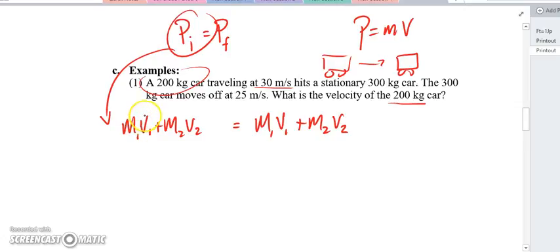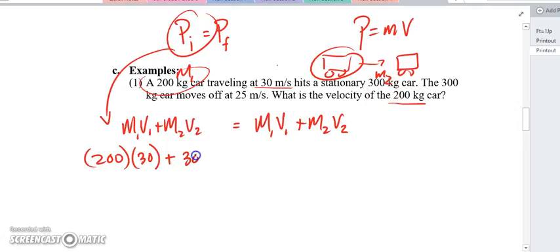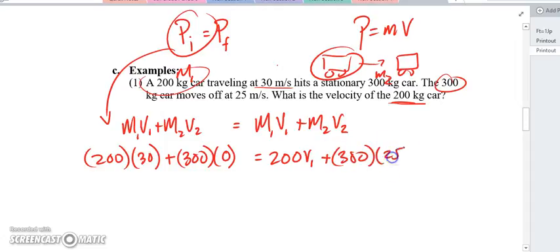So let me substitute my masses. I'll make this guy over here M1 and this guy over here M2. So I end up with 200. I'm going to leave my units out because I'm moving fast here. The velocity of this guy here is 30 meters per second, plus this guy's stationary, so it's 300 multiplied by 0, and that's got to equal the final. It says they're not stuck together because one moves off at 25 meters per second. So the 300 kilogram guy, we know his velocity. The 200 we don't. So it's 200 times V1 plus 300 times 25 meters per second.